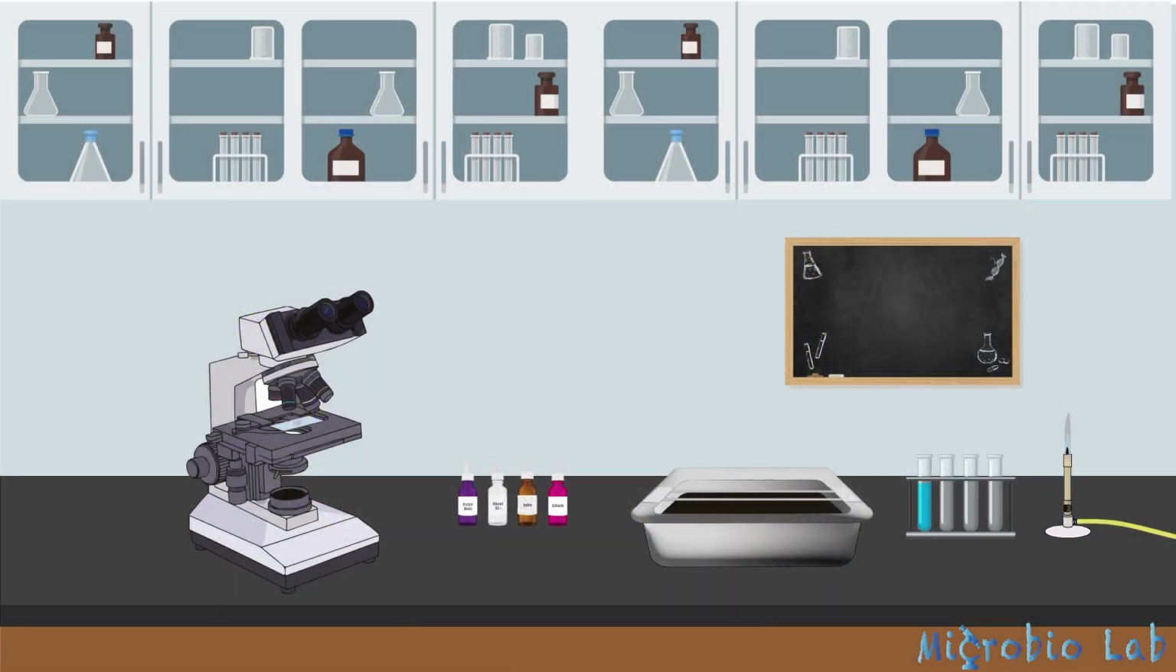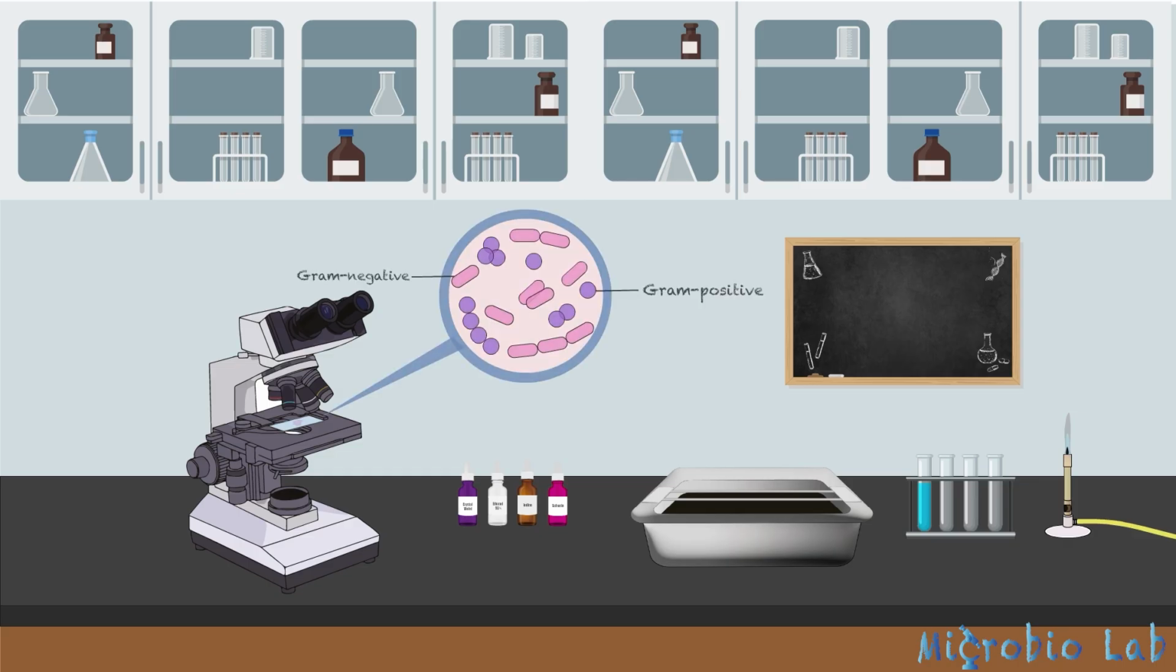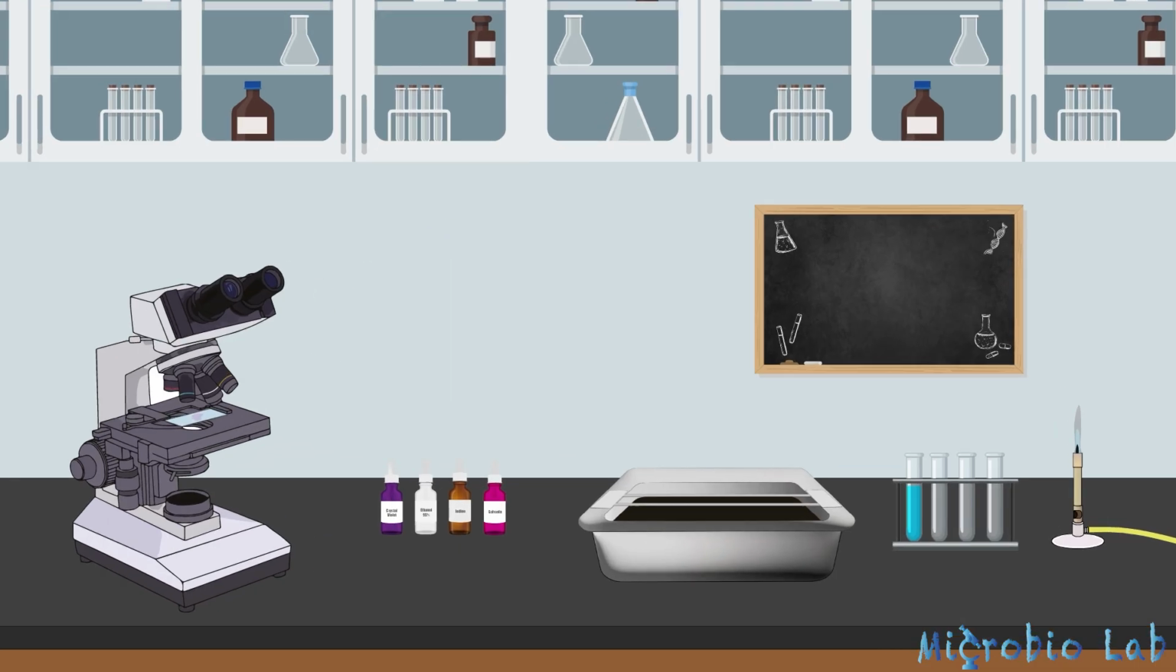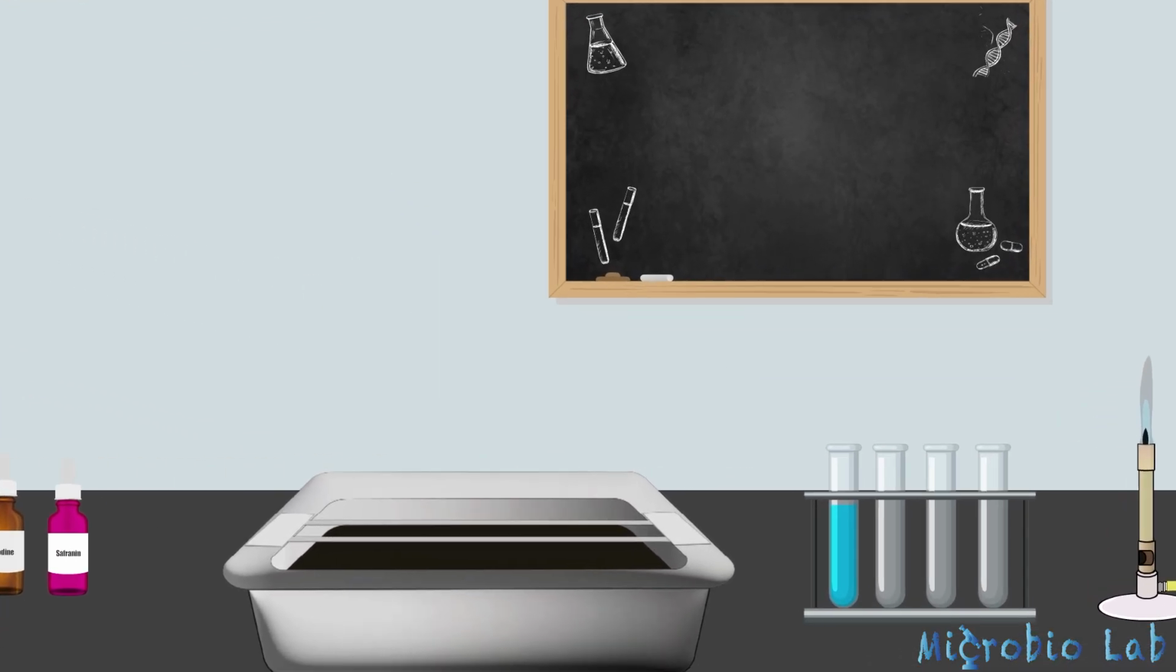Welcome to our detailed guide on gram staining, a fundamental technique in microbiology used to differentiate bacterial species into two groups, gram-positive and gram-negative, based on the characteristics of their cell walls. Let's start with a step-by-step demonstration of the gram staining procedure.